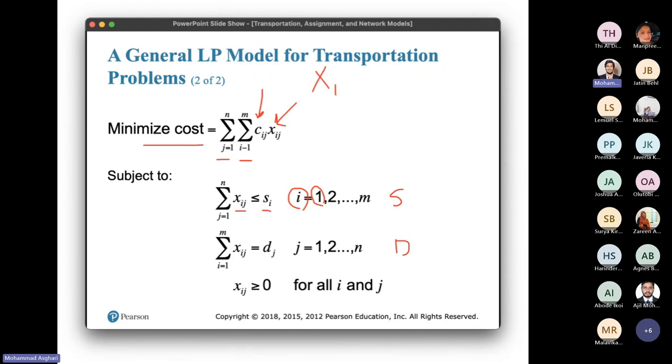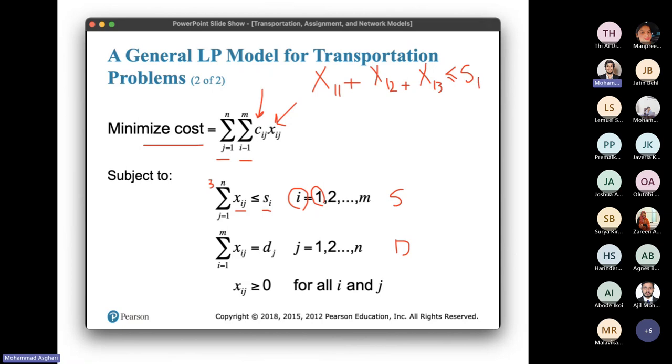X one one plus X one two, for all J, J from number one to two destinations, plus X one three. If you get a summation on the destination, each J must be less than or equal to S one, the capacity of source one.